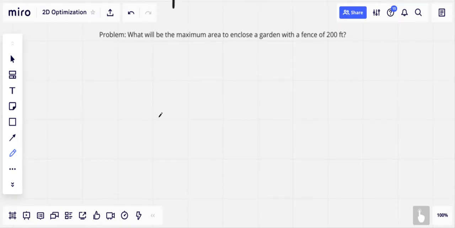The problem is, what will be the maximum area to enclose a garden with a fence of 200 feet? To rephrase it, how much area can you enclose with a perimeter of 200 feet? Because we're working on it for the first time, we can go down each list of shapes, starting with the circle, until we find the best one.